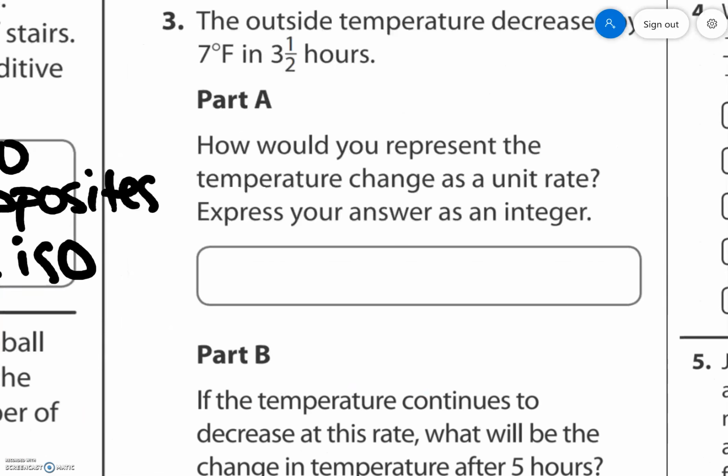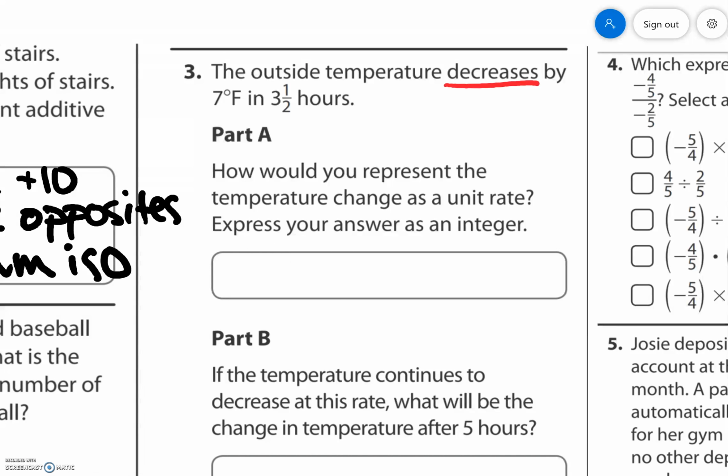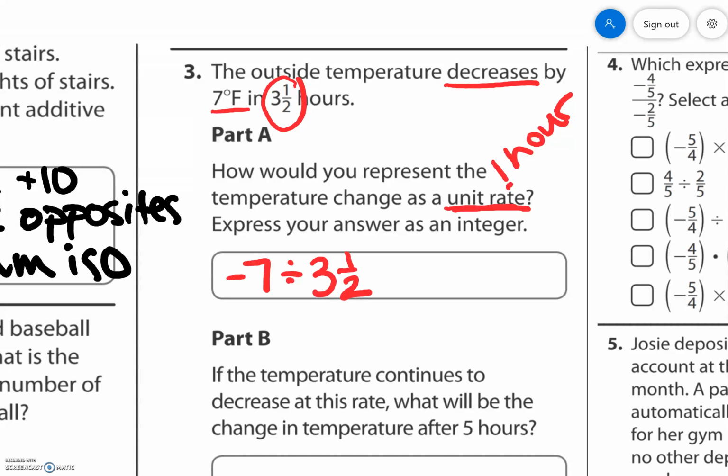Number 3, the outside temperature decreases by 7 degrees in 3.5 hours. How would you represent the temperature change as a unit rate? Express your answer as an integer. Unit rate just means that we are going to find out how much it changed by in 1 hour. 1 unit, 1 hour. So decreases is -7. And we want to figure out how much it happened in 1 hour. Well, we know it decreased 7 in 3.5. So we're going to divide by 3.5. So this is how we would represent it as a unit rate.